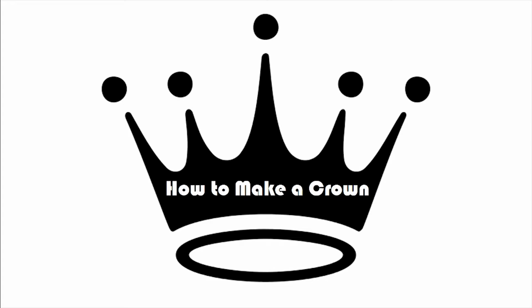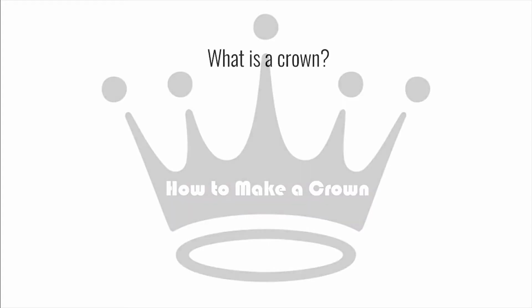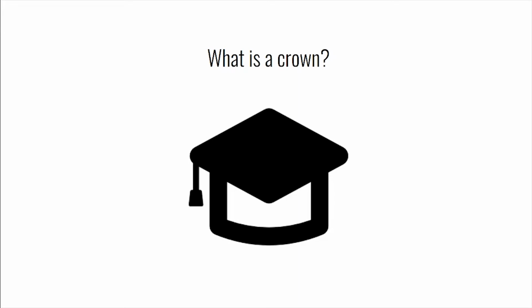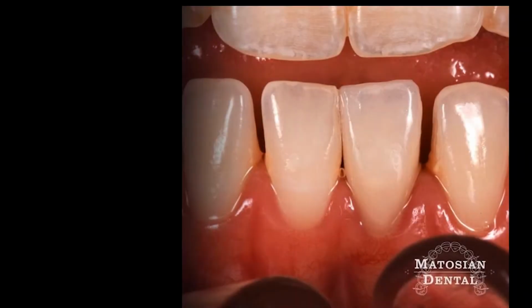So in this lecture we're going to be talking about the crown fabrication process. And as a start to this, let's just first ask this question: what is a crown? So just to simplify it, a crown, you can think of it as like a cap, something that is going to cover the tooth 360 degrees, and it's going to provide protection or coverage over the top of the tooth.